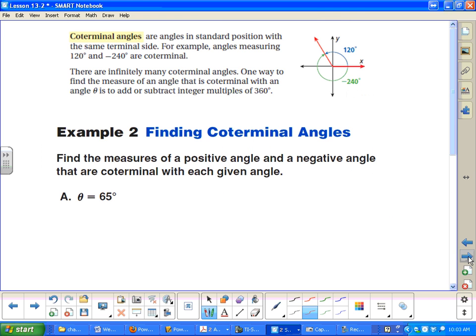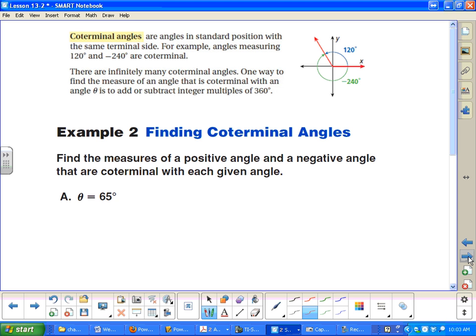All right. In example 2, we're going to talk about what are called coterminal angles. Coterminal angles are angles that terminate on the same spot. So when I draw the terminal side of my angle, it's at the same spot as an angle that is 360 degrees different than that, or multiples of 360 degrees.